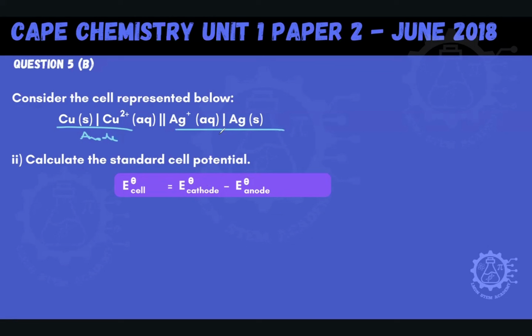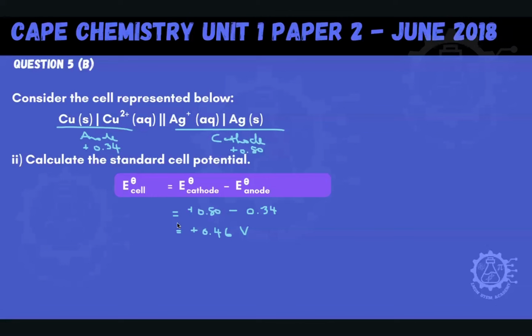And this was our cathode, right? At this point, you'd have to look in your data booklet to find the standard electrode potential for this half cell, and you're going to have to look up what it is for this one as well. When I went to my data booklet, I found that for this particular half cell, the standard electrode potential was positive 0.80 volt. And for this particular anode, the standard electrode potential was 0.34.